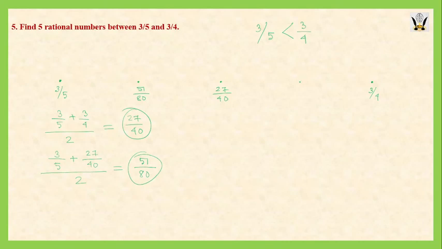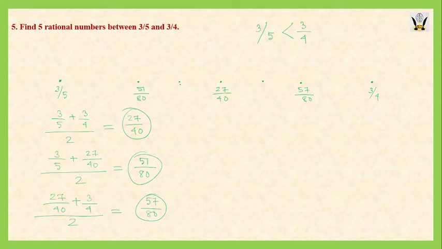Now the next value we can find is the mean value of these 2. This can be found this way: 27 divided by 40 plus 3 divided by 4, and that addition will be divided by 2. So here the final value will be 57 divided by 80, and this is the mean value, 57 divided by 80. Now 2 more we need to find, and for that we can choose the mean value of these 2 and the mean value of these 2.